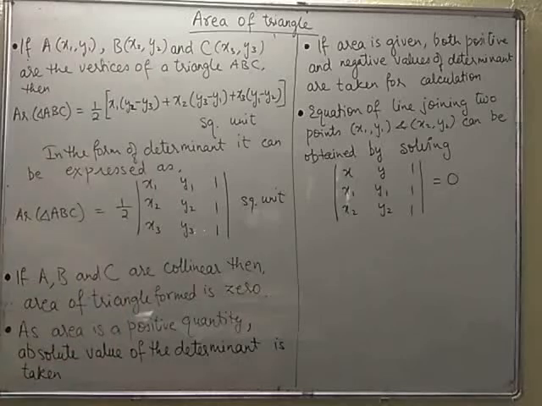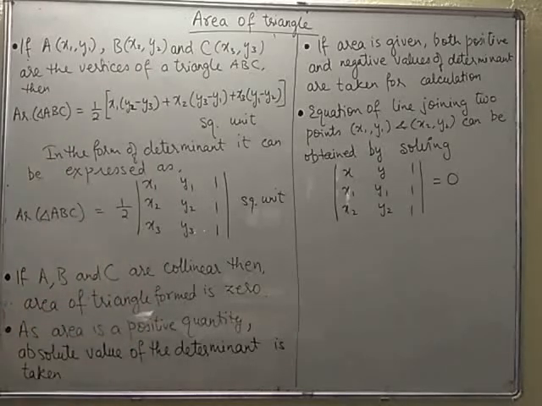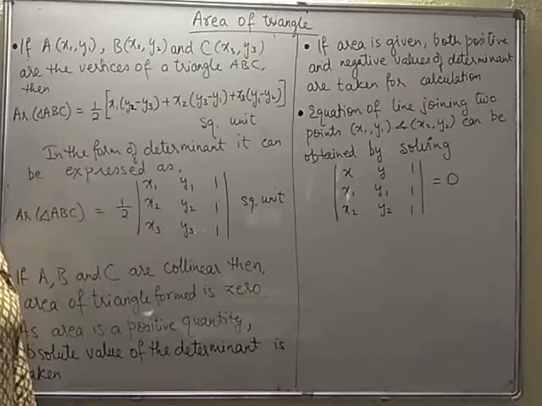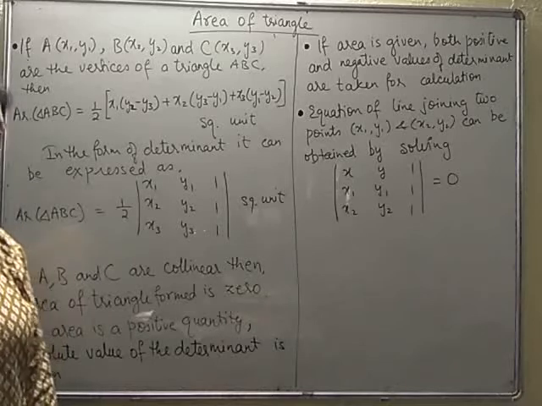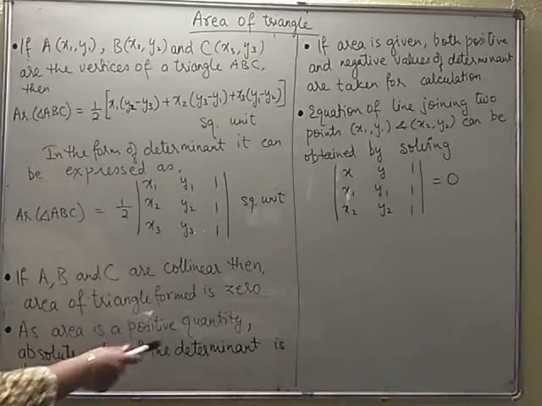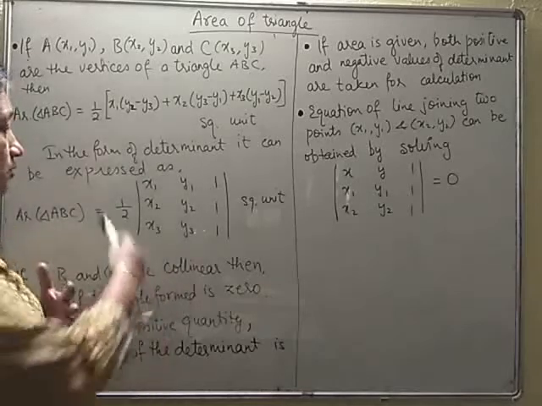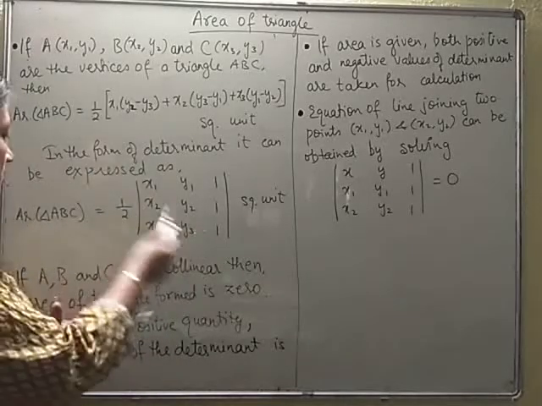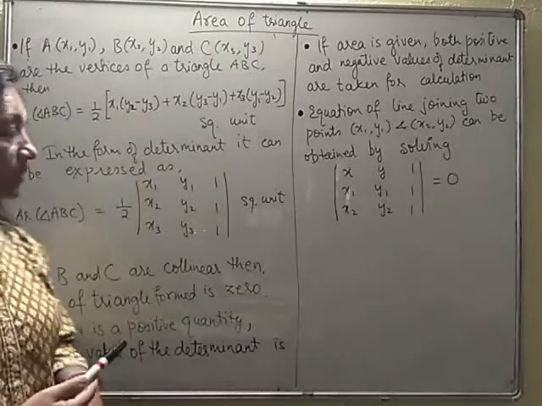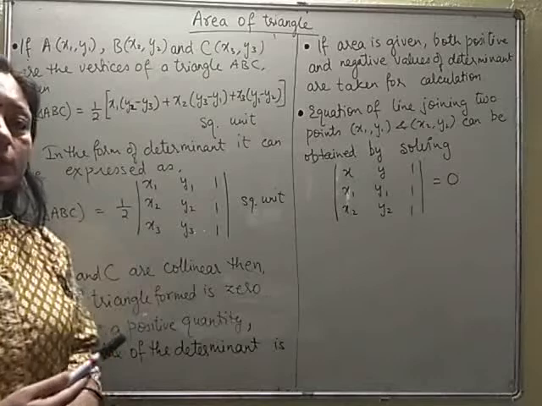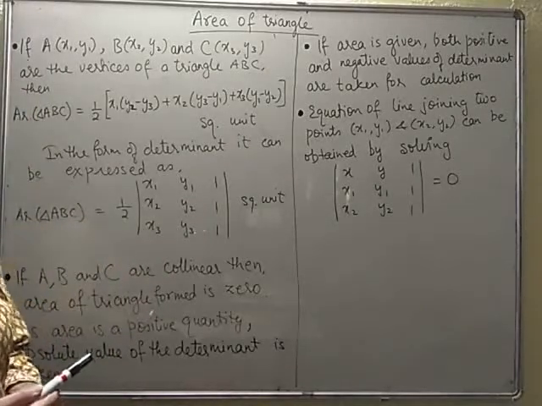Then some results related to it. We all are aware, if the 3 points are collinear, then area of triangle is 0. So if we know that the 3 points are collinear, obviously on solving this determinant, it will come out to be 0. Then as area is a positive quantity, the absolute value of determinant is taken. See, we are not only solving a determinant. This determinant denotes the area of a triangle, so it cannot be negative. Area cannot be negative. So if you are getting a negative value, you will take its absolute value as the area of the triangle.